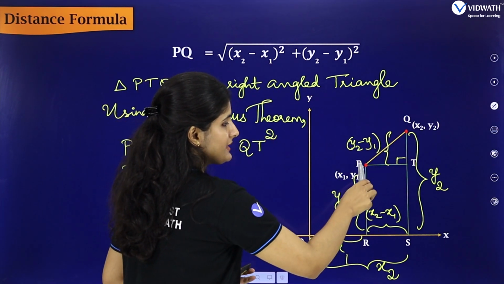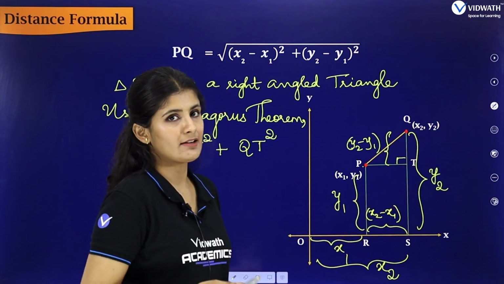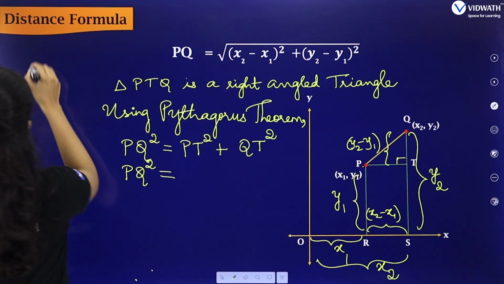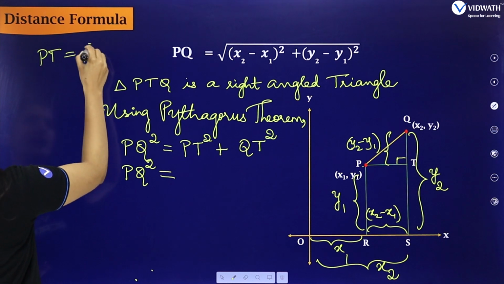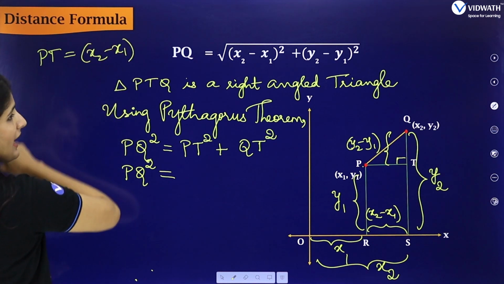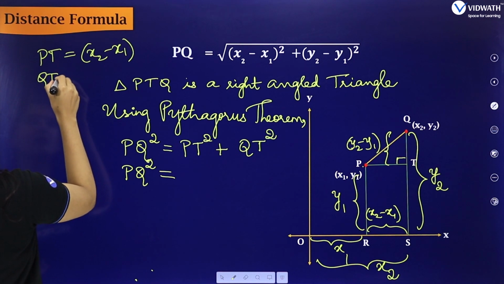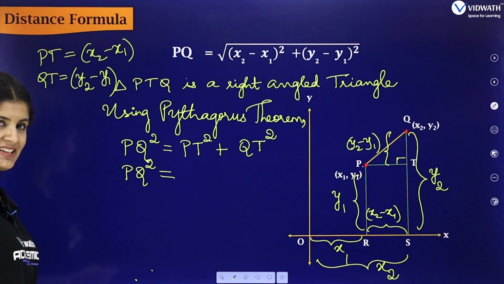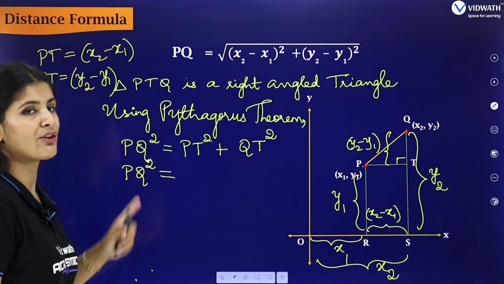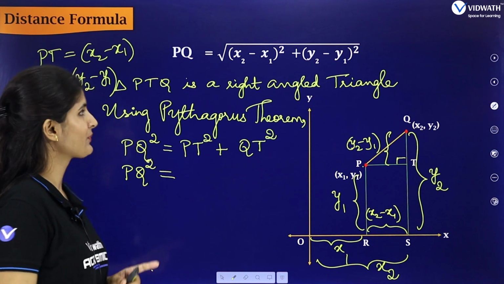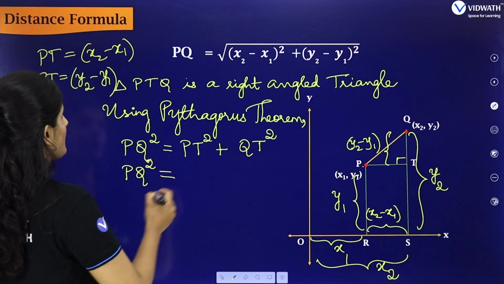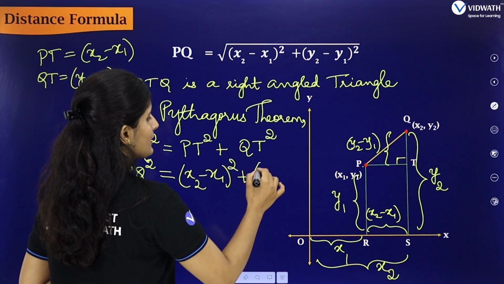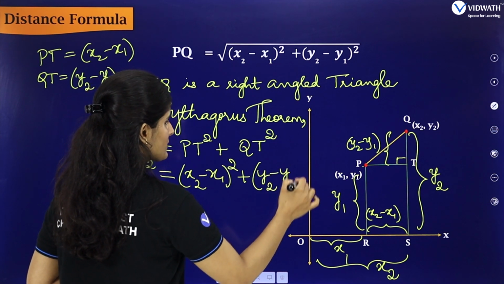Now, we see that PT and RS are parallel to each other and are of the same distance. Therefore, PT is also equal to x2 minus x1 and QT we have found out that it is equal to y2 minus y1. Simple, isn't it? Now, let me substitute the values of PT and QT into our equation. Therefore, we get PQ square is equal to x2 minus x1 square plus y2 minus y1 square.